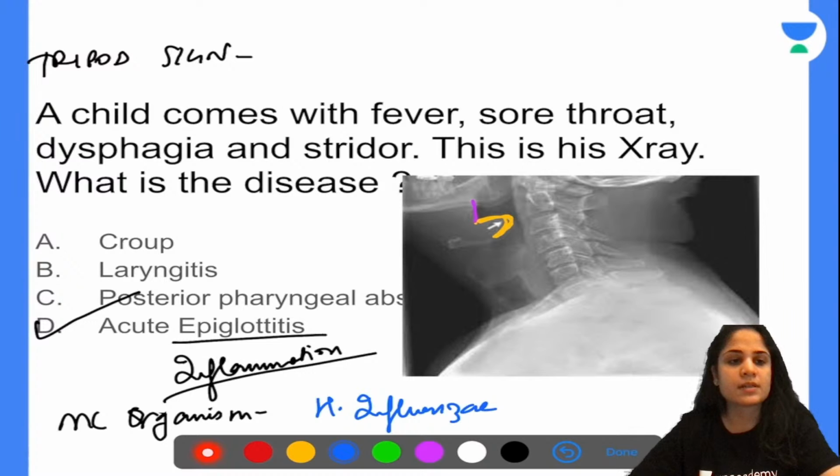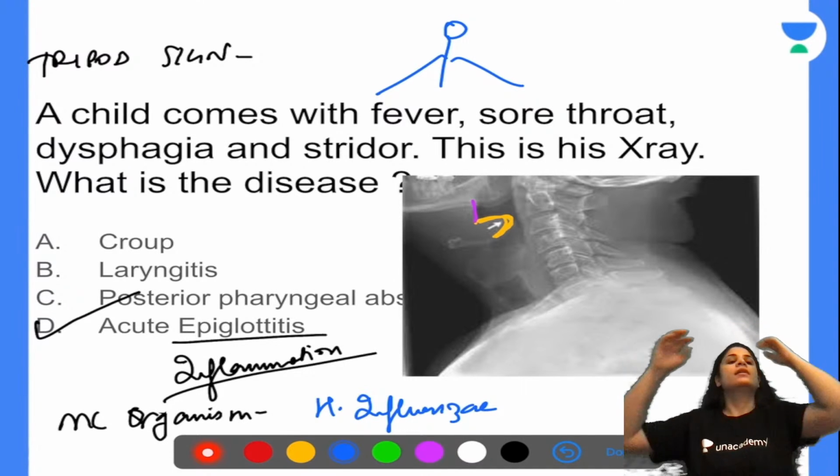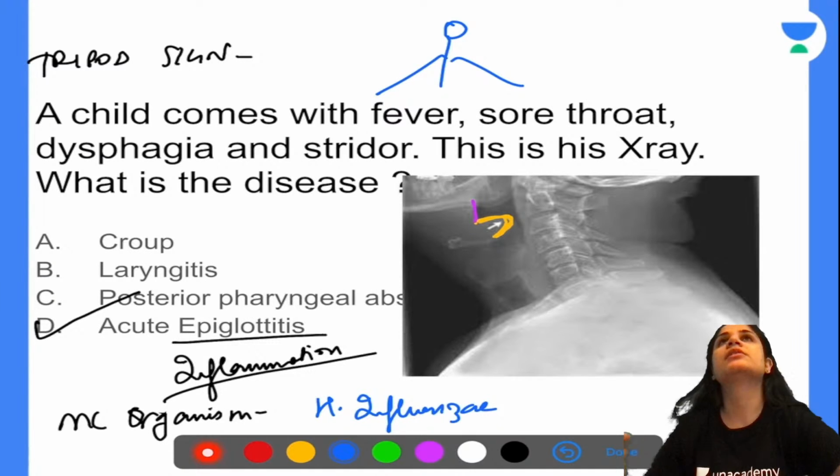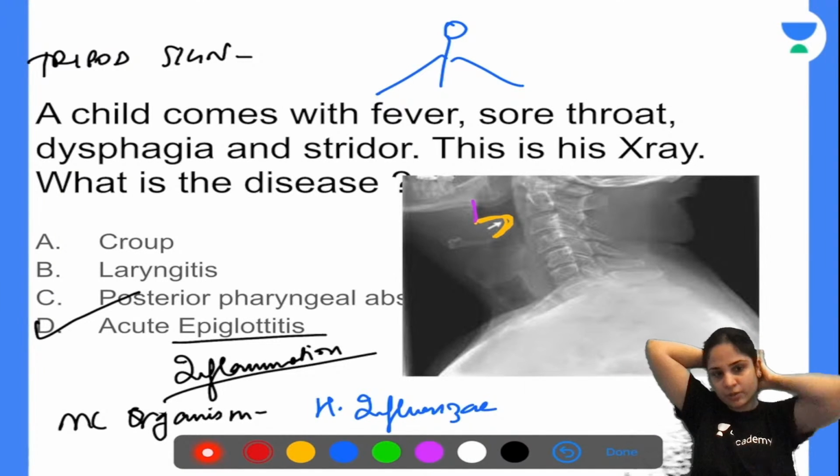Is this an emergency situation or no? Anyone? Is this an emergency situation? Any idea? Acute epiglottitis, and how will you treat it? What is the treatment? Yes, absolutely correct. So this is an emergency situation because the child is in acute respiratory distress. What will you give for treatment?